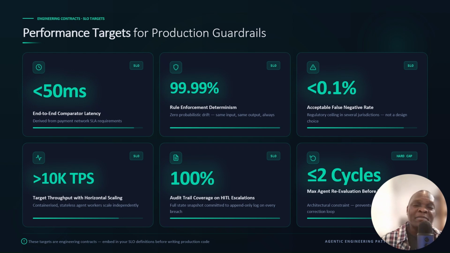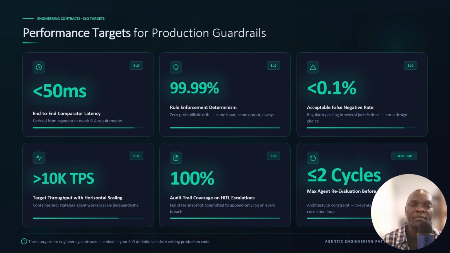Let's look at performance targets for production guardrails. These targets are not aspirational. They're engineering contracts. If you look at my screen, the current slide, the 50 millisecond comparator latency is derived from payment network SLAs. The false negative rate of 0.1 is a regulatory ceiling in several jurisdictions, not a designed choice. The 2-cycle re-evaluation limit is a hard architectural constraint that prevents runaway correction loops. These figures should be embedded into your system's SLOs, service level objectives definitions, before a single line of production code is written. Your thoughts, Gemini, please.